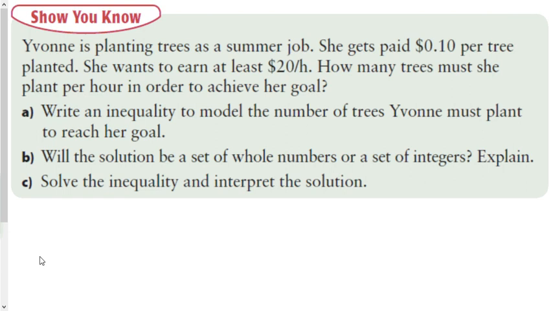And the last question of the warm-ups for 9.2 gives you an idea of when it's used in context. It says, Yvonne is planting trees as a summer job. She gets paid 10 cents per tree planted. She's going to retire early. She wants to earn at least 20 bucks an hour. How many trees must she plant per hour in order to achieve her minimum goal of $20 per hour?